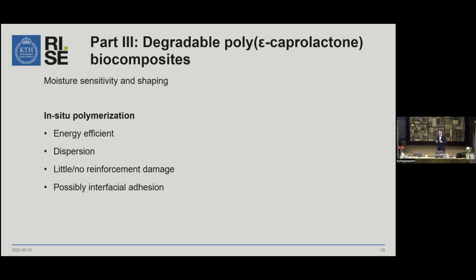In-situ polymerization technique seems very interesting since this is direct and energy efficient. So we can synthesize the polymers inside the wood fiber networks, and possibly we can have really good dispersion because we can have water processing of the wood fiber or MFLC network in the beginning, and then we do the in-situ polymerization. And this has little or no reinforcement damage, and possibly this can also improve the interfacial adhesion.